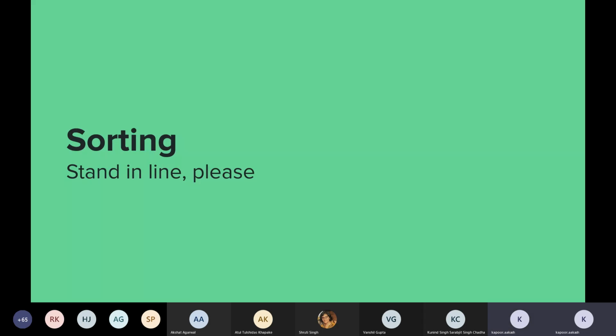Okay, that was a bit too long for binary search. Let's speed up for sorting. Once again, same problem. You have an array of data. You want to sort it in a given sequence. You want to put it in a given order.